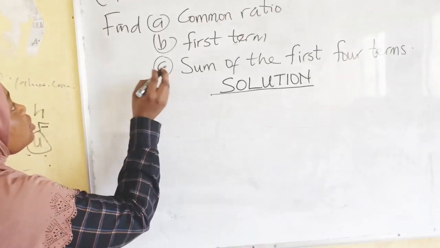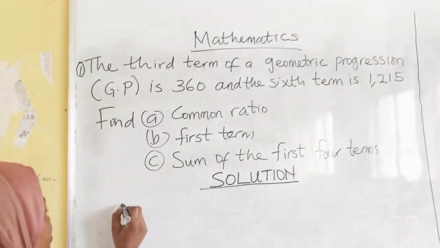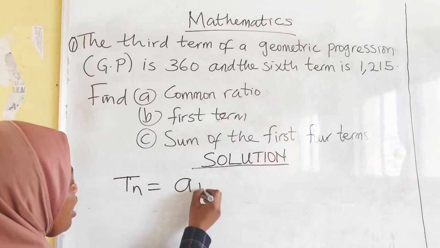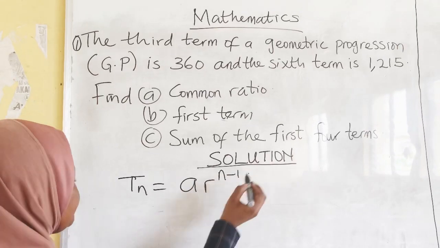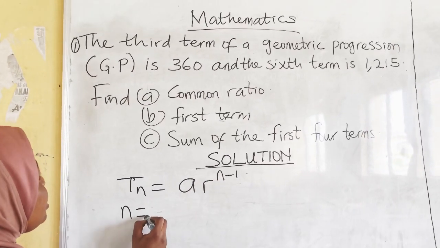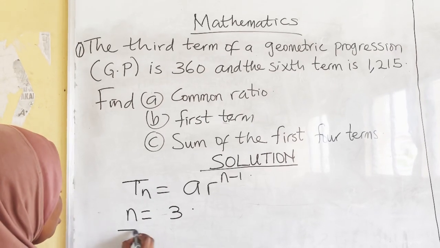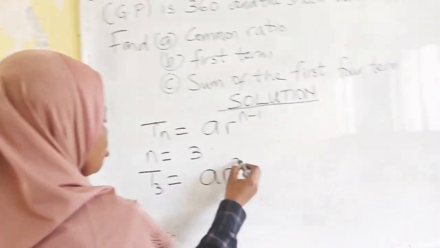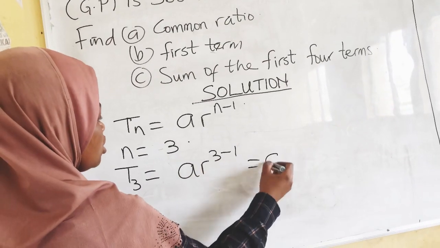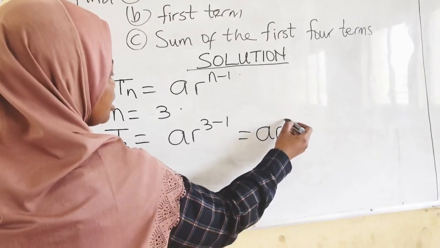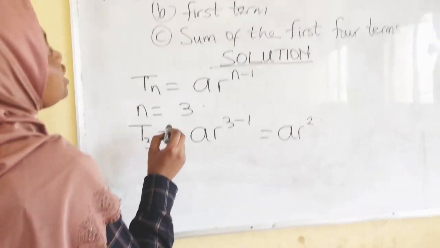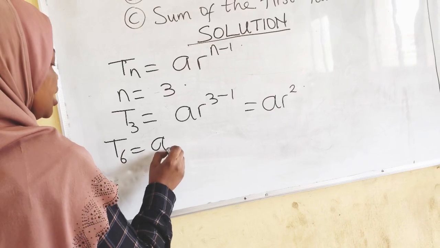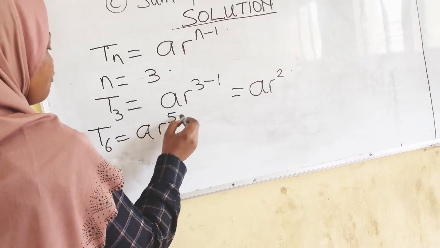Solution. The nth term of a GP is equal to A multiplied by R raised to the power of n minus 1. Here the number of terms n is 3. So T3 will be equal to A multiplied by R raised to the power of 3 minus 1, which is equal to A multiplied by R raised to the power of 2. And the sixth term will now be equal to A multiplied by R raised to the power of 5.